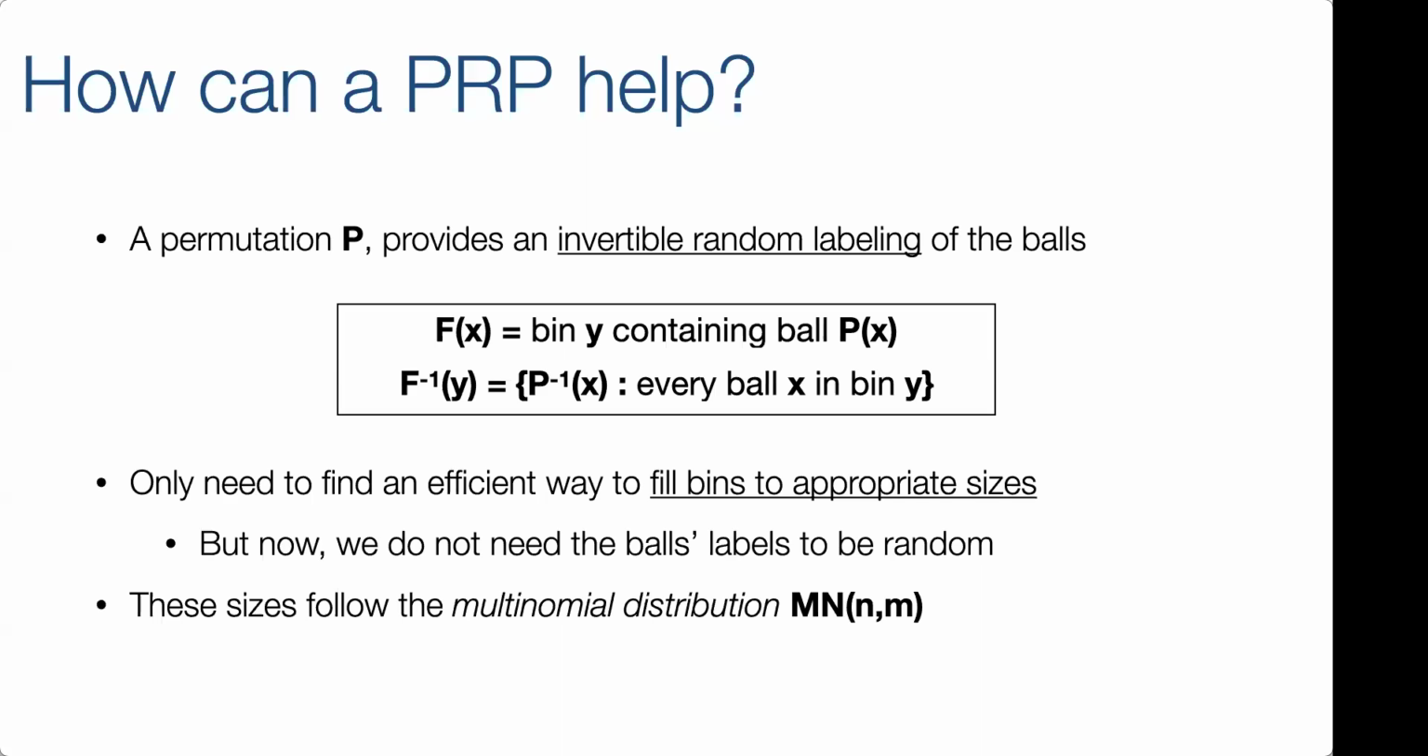So basically, after you throw them, you label them 1 to n, and then you want to know which bin it is in. You have some kind of cumulative sum so far, and you look at which bin it is in, and then you compute the inverse PRP, something like that.